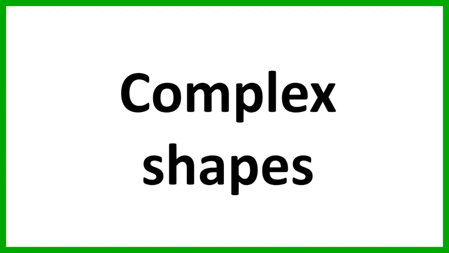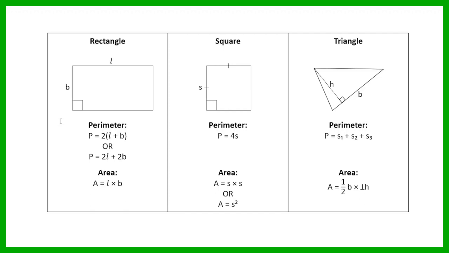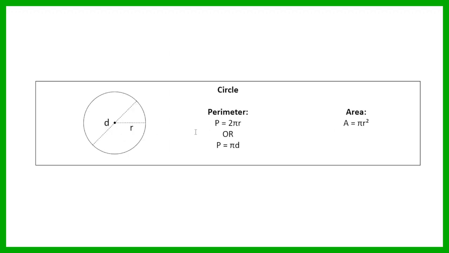So you need to know those formulas. So let's just quickly go through those. The formula to find the area of a rectangle is length times breadth. To find the area of a square is side times side, or side squared. To find the area of a triangle, we take half the base multiplied by the perpendicular height. And to find the area of a circle, we take pi r squared.